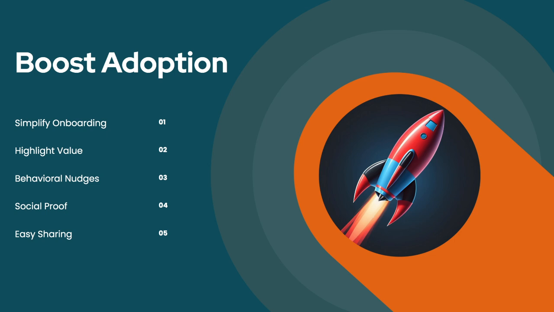So let's recap. To increase product adoption rates, you should simplify the onboarding, highlight the core value of your service, use behavioral nudges, provide social proof, and make sharing extremely easy.